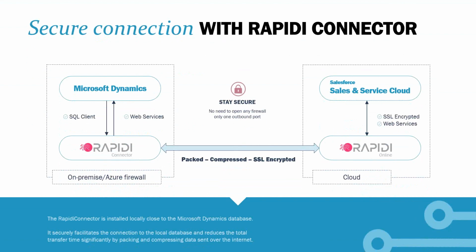Salesforce does recommend us. And then the Rapidi connector connects to RapidiOnline in the cloud, which then talks to Salesforce in the cloud. So it really makes it very secure, and because everything is packed and compressed, it's encrypted, it's very fast. You can send tens of thousands of records a day if you need to, without any huge lag times or things like that. It really has a huge impact on the overall enterprise performance.